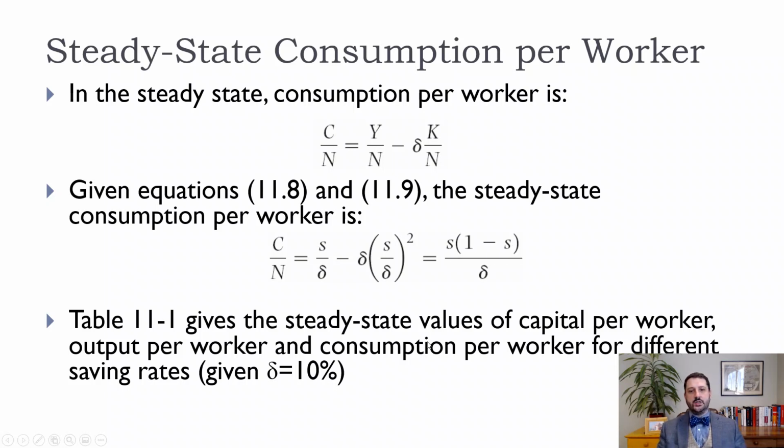And we can factor out an S and say S times 1 minus S over delta. And so now we can see the steady state values of capital per worker, output per worker, and consumption per worker, which is what we really care about, for different savings rates for a given level of delta. So in this case, they put delta is equal to 10%.